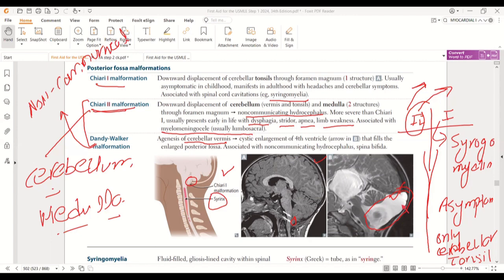So we will discuss hydrocephalus in detail. There are two types of hydrocephalus: obstructive and non-obstructive. So non-communicating means obstructive, right? There is obstruction due to this downward displacement of the cerebellum and the medulla, right?